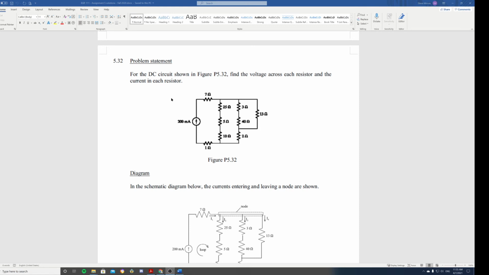Okay, I'm going to go through and talk about problem 5.32. It's a DC circuit and it has 9 resistors in it and a current source.